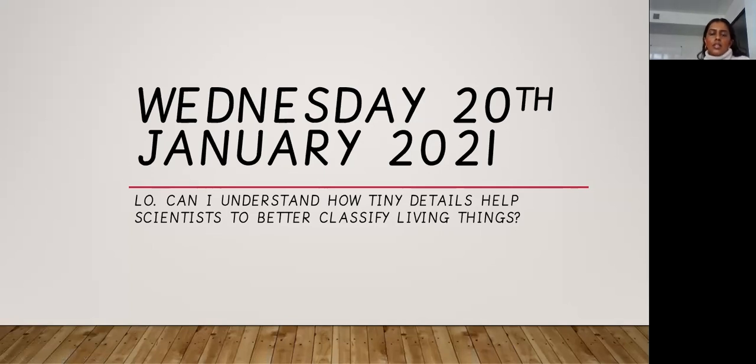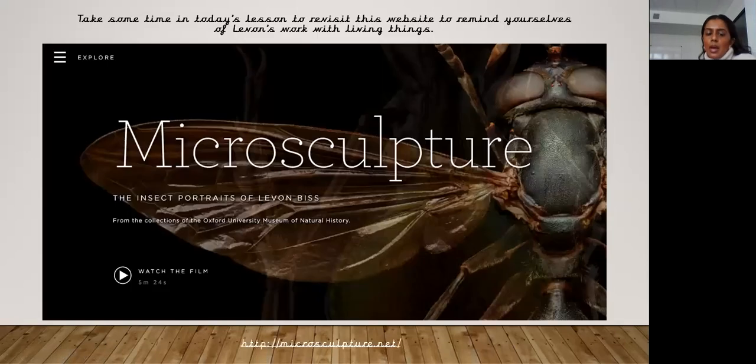So let's see what we're going to be learning about today. The learning objective for today's lesson is, can I understand how tiny details help scientists to better classify living things? If you remember last week, we looked on a website and we explored Lee von Biss's portraits of living things. So let's go to his page now.